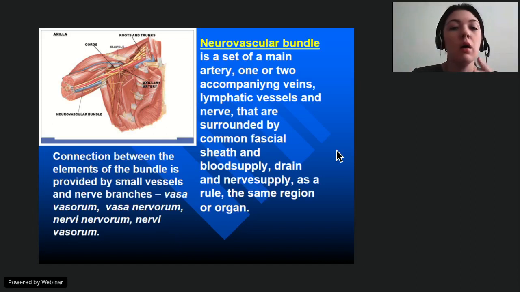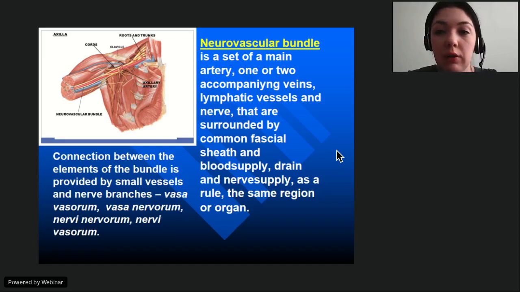Okay. So in some regions, there are even several neurovascular bundles. So what is it? A neurovascular bundle is a set of a main artery, one or two accompanying veins, lymphatic vessels, and a nerve that are surrounded by a common facial sheath, and they provide blood supply, venous drainage, and nerve supply, as a rule, to the same region or organ.